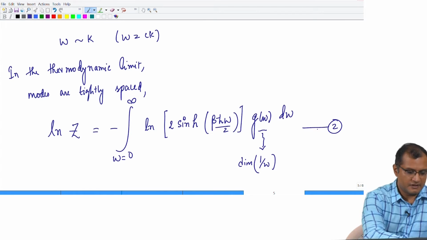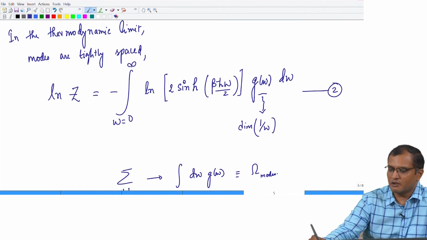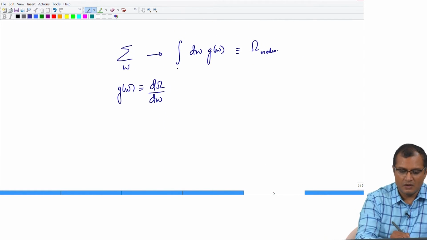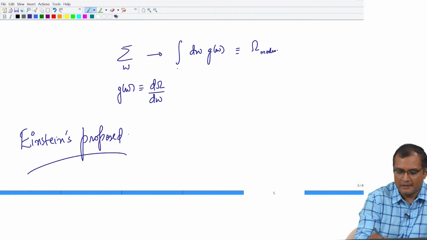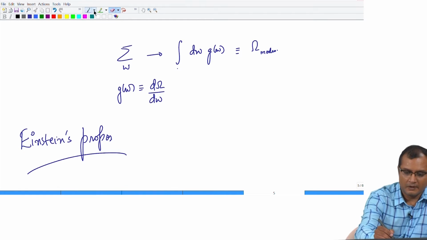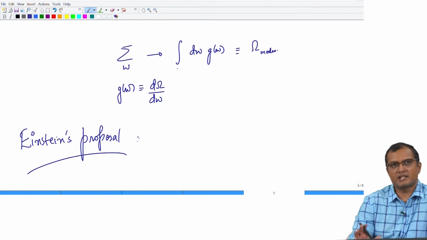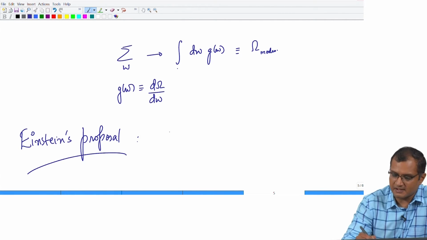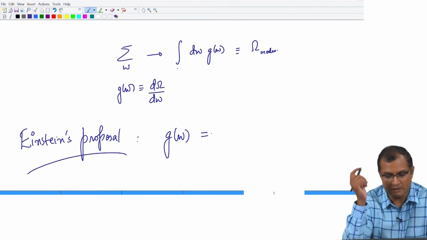The first solution was given by Einstein, who said that instead of taking all omegas to be different, why not take them all to be the same. So, Einstein's proposal was to take all oscillators with the same frequency. So, in some sense Einstein was saying that the density of states here is like a Dirac delta distribution.